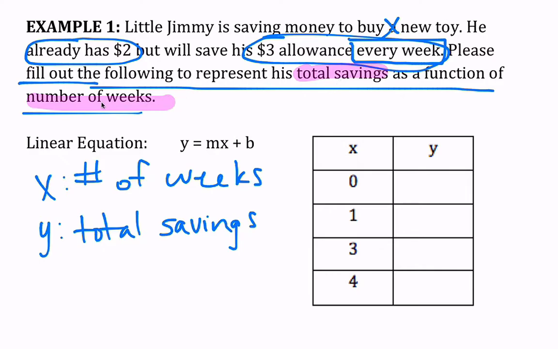Usually, I'm not going to say always, but usually if you have time, time is your x. So not always, but usually. Okay, so x is going to stand for the number of weeks, y is going to talk about our total savings. So in our table, we're trying to figure out what our total savings will be if we are starting at 0 weeks. Well, in the story it tells us that we already have $2, so I know that's what we're starting with. And remember, your starting point is your b, your y-intercept.